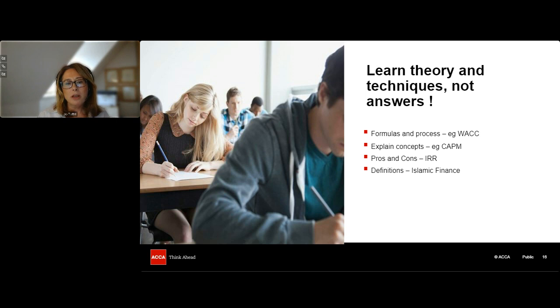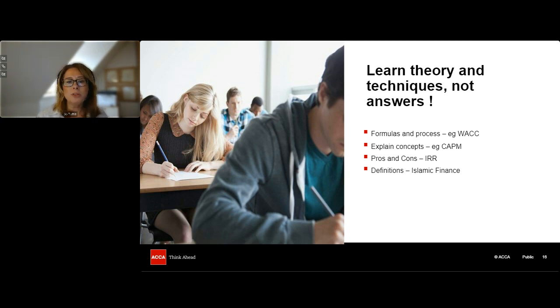So you need to learn the formulas and the process for WACC, but to be able to use those formulas to create a WACC based on the scenario you're given. You need to be able to explain concepts, not just calculate. For instance, CAPM. You need to explain why CAPM uses systematic risk and not unsystematic risk. Then also be able to use CAPM to calculate that cost of equity. It's not just about calculations.